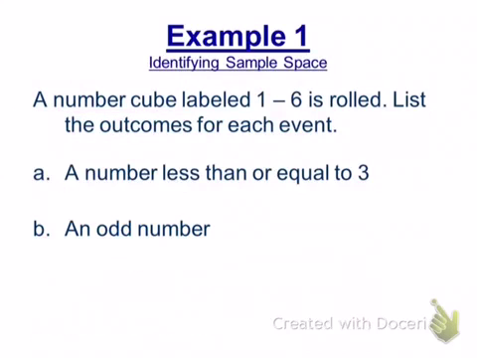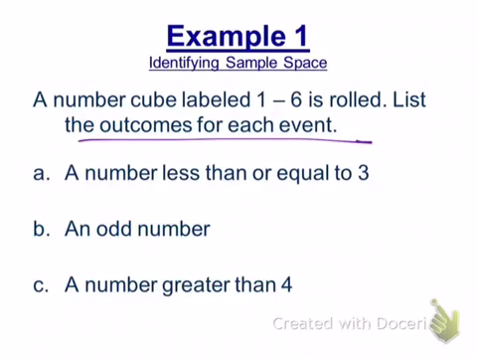An odd number, what's the sample space? 1, 3, and 5. Any number greater than 4? Just 5 and 6, right? So you can't include 4 in that. So keep in mind, and I'm going to remind you guys of this when we start reviewing for this test, if I'm asking for the sample space, I'm not asking for the probability, I'm asking for the outcomes.